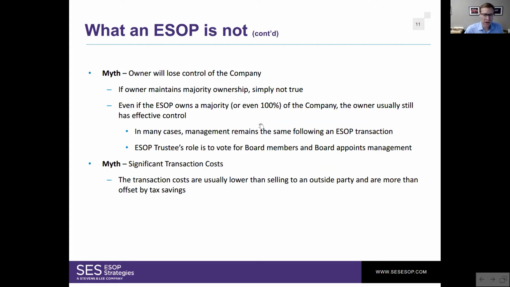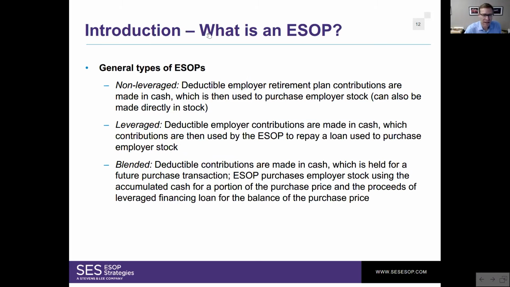Employees don't have the right to look at all the company's books. The employees don't control the company. You still have a management team. You still have a board of directors that runs it. ESOPs are no more expensive to put in place than any other type of transaction.